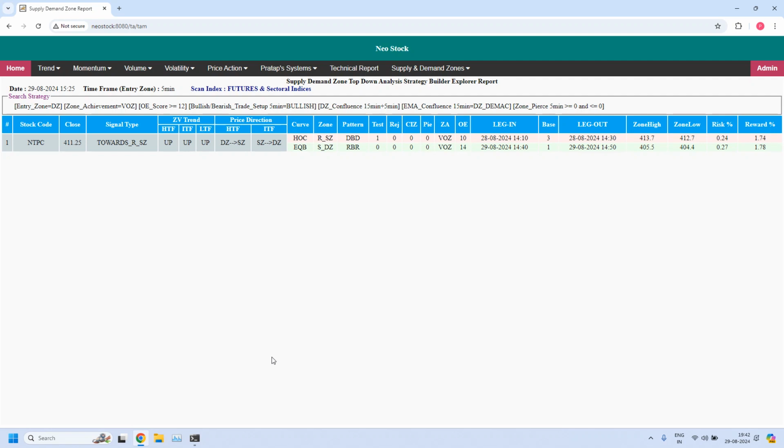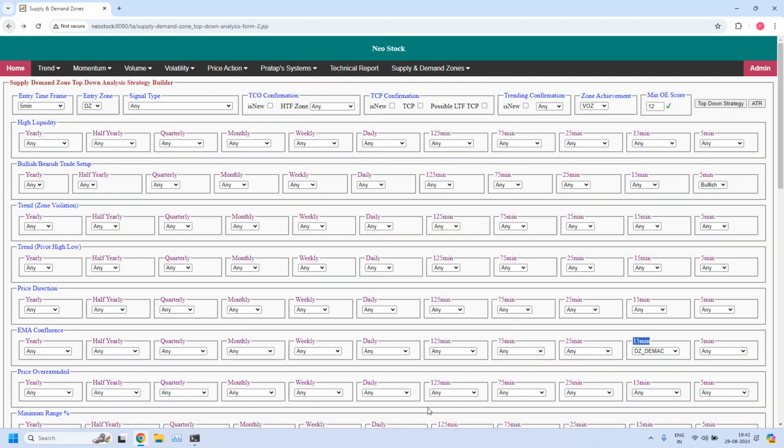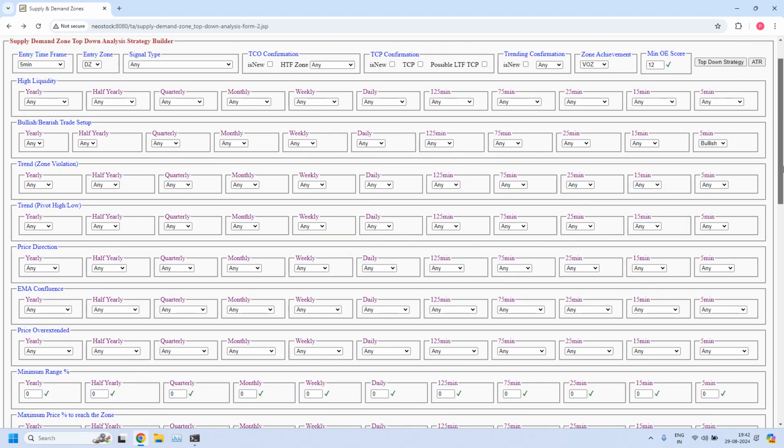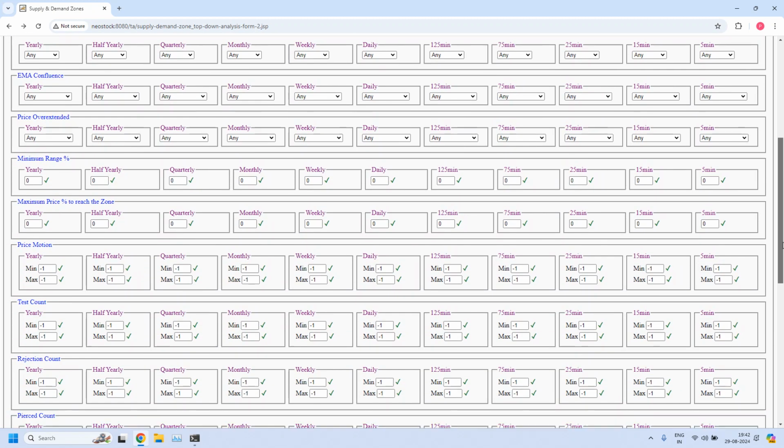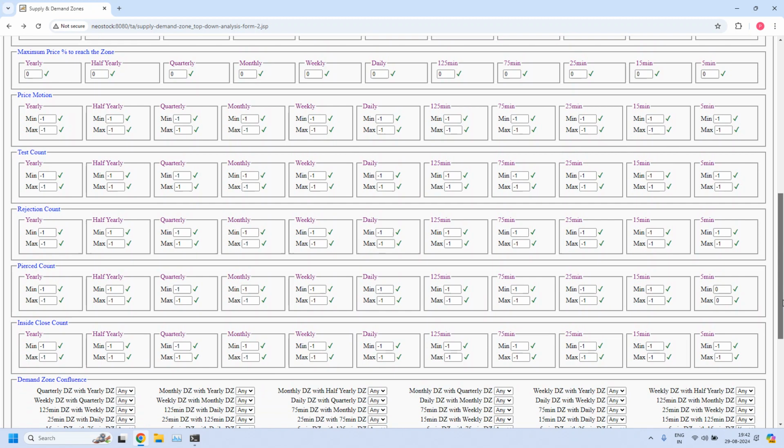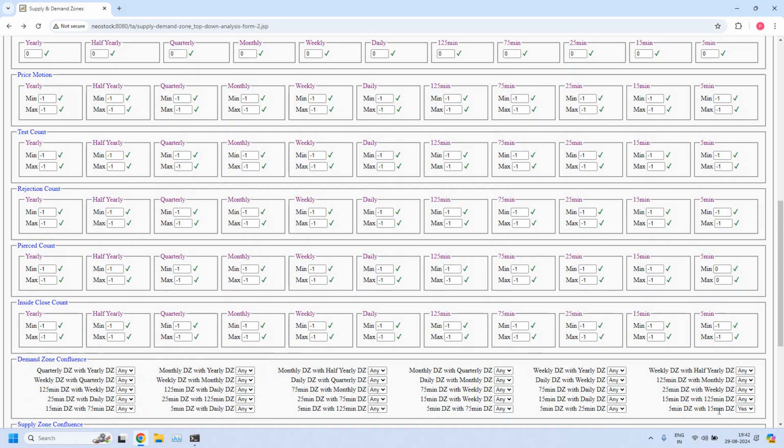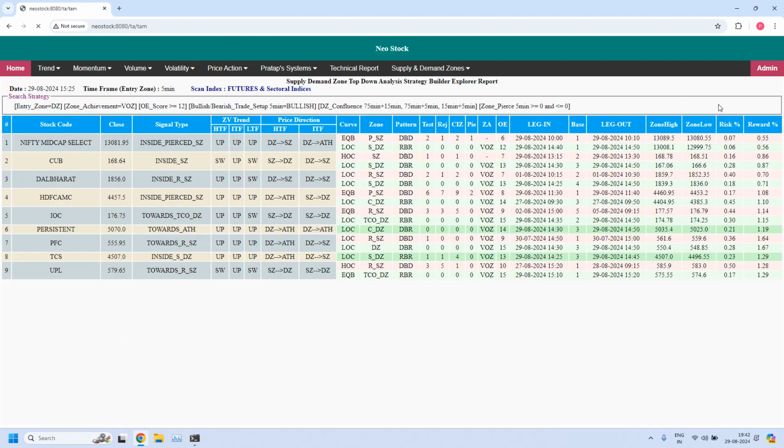Okay, now I am removing the EMA filter. Now let me look for LTF, ITF and HTF confluence. That is 5 minutes, 15 minutes and 75 minutes demand zone confluence. Already 5 minutes demand zone with 15 is enabled. Next 5 minutes demand zone with 75 I am enabling, and 15 and 75 also just enabling. And with all the three filters, let's verify. So 9 stocks are currently supporting LTF, ITF and HTF zone confluence.